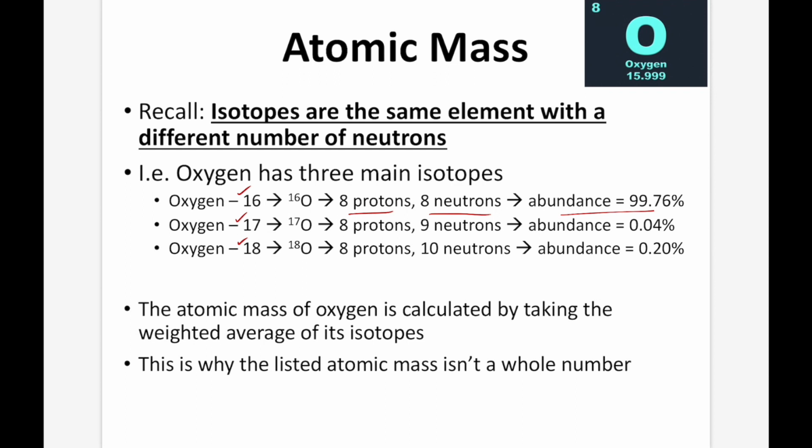However, you'll also find these other isotopes. You'll find oxygen 17, which has 8 protons, 9 neutrons, but its abundance is only 0.04%. And then you'll have oxygen 18, which has 8 protons, 10 neutrons, and its abundance is 0.2%. So it's going to be much more likely to find oxygen 16 than the other two. The average atomic mass of oxygen is calculated by taking the weighted average of the isotopes. This is why the atomic mass listed isn't a whole number.